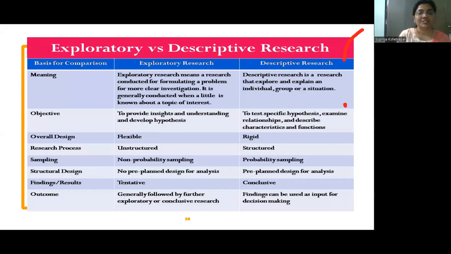ओके, then structural design. So no pre-planned design for analysis, as we have already said that it is what trial and error method. ठीक है, so there is no as such pre-planned design for analysis, whereas in descriptive research there is a pre-planned design for the analysis. हमको इसी वे से ही जाना है, हम कोई भी स्टेप को स्किप करके आगे नहीं बढ़ सकते हैं. अगर हम कोई स्टेप को स्किप करके आगे बढ़ते हैं तो हमको हमारा डेटा जो है वो प्रॉपरली नहीं मिलेगा और हम प्रॉपरली आउटकम नहीं फाइंड आउट कर सकते.